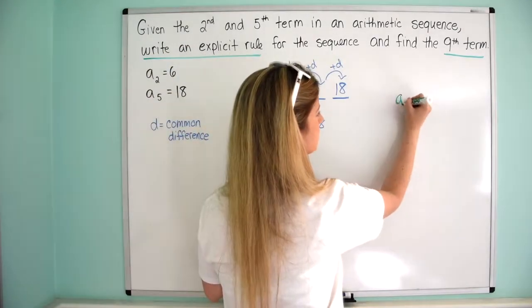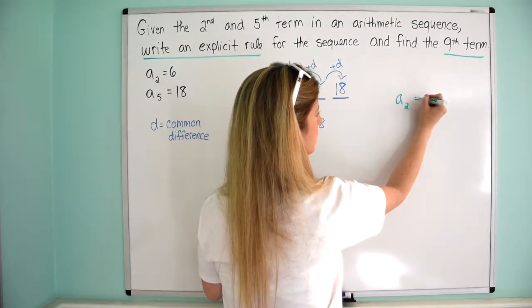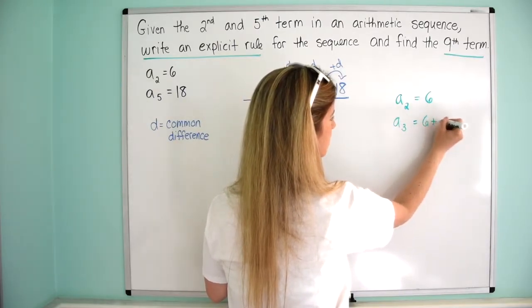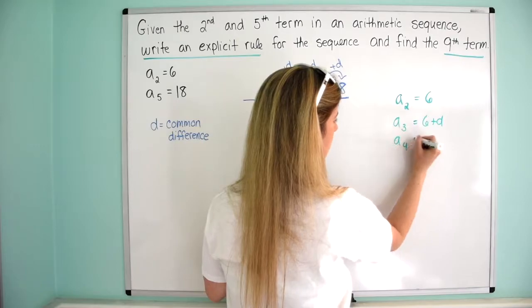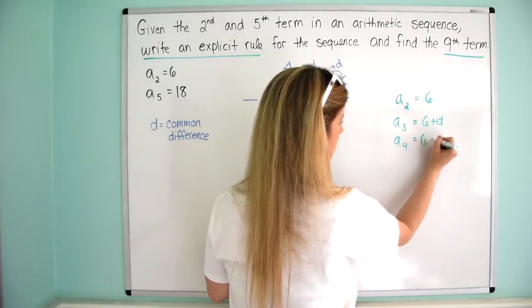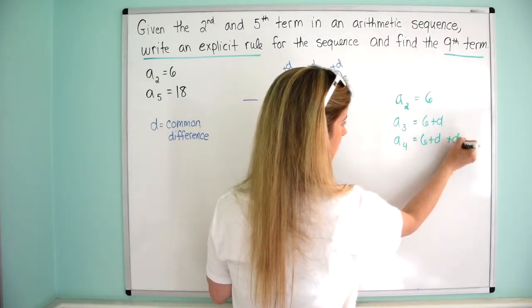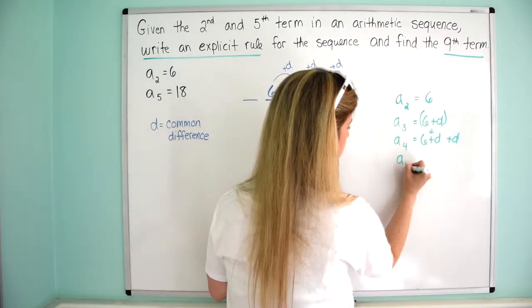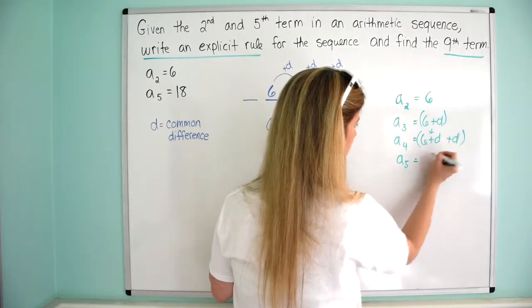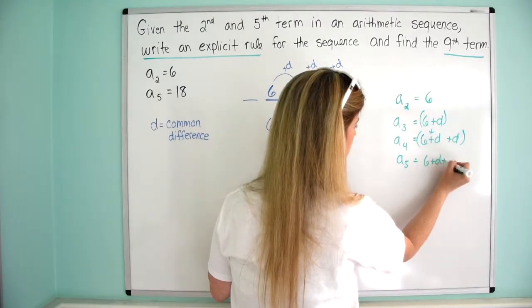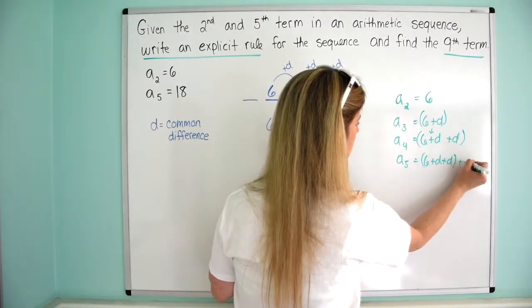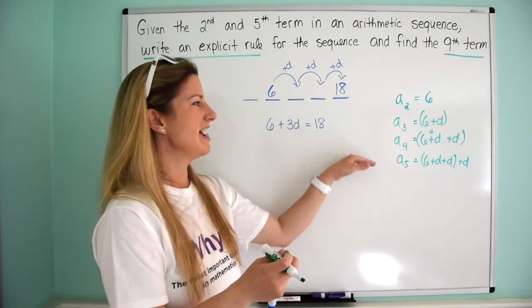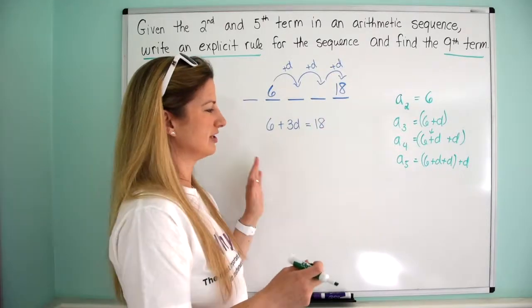We know that a sub 2, the second term, is 6. We're adding a common difference, so a3 is 6 plus d. Then a4 is going to be the previous term, 6 plus d, and then plus d again. Okay, so 6 plus d, then we bring that down there. And then the fifth term is going to be this. Okay, so 6 plus d plus d plus d.